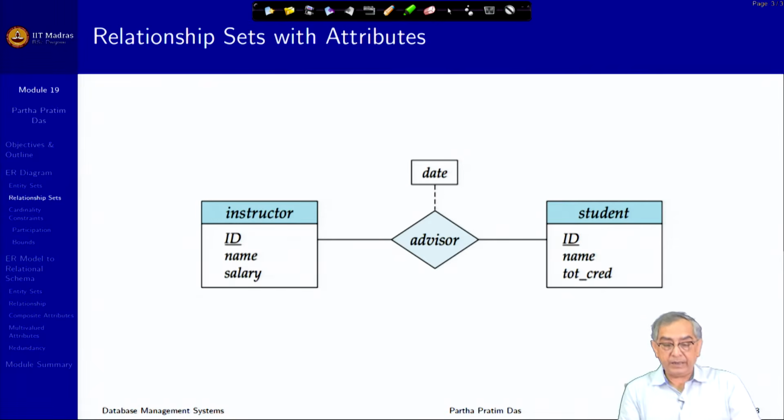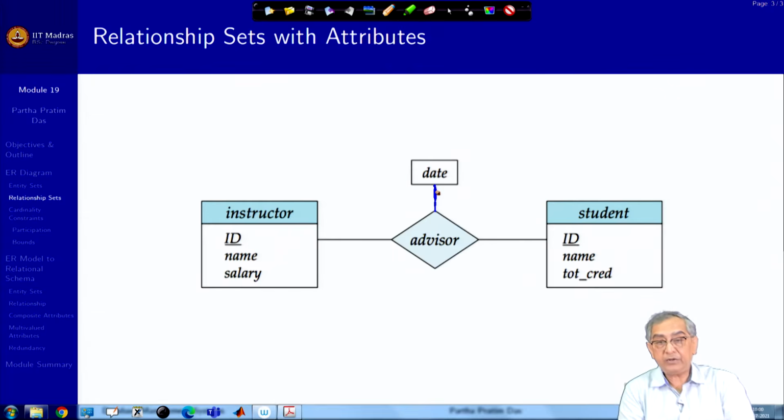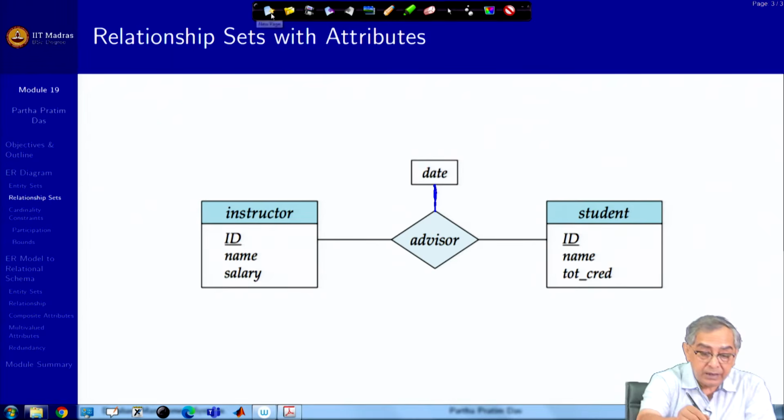For example, what happens if you make this a solid line? If you make this a solid line, then that will mean that advisor has a relationship with the entity set date. Now, that will mean an entity set which has no attribute. Possible? I am saying an entity set which has no attribute. I have not yet decided on the attributes, but there is a relationship with date. There is a concept called date through which it will have a relationship. But that is not the case.